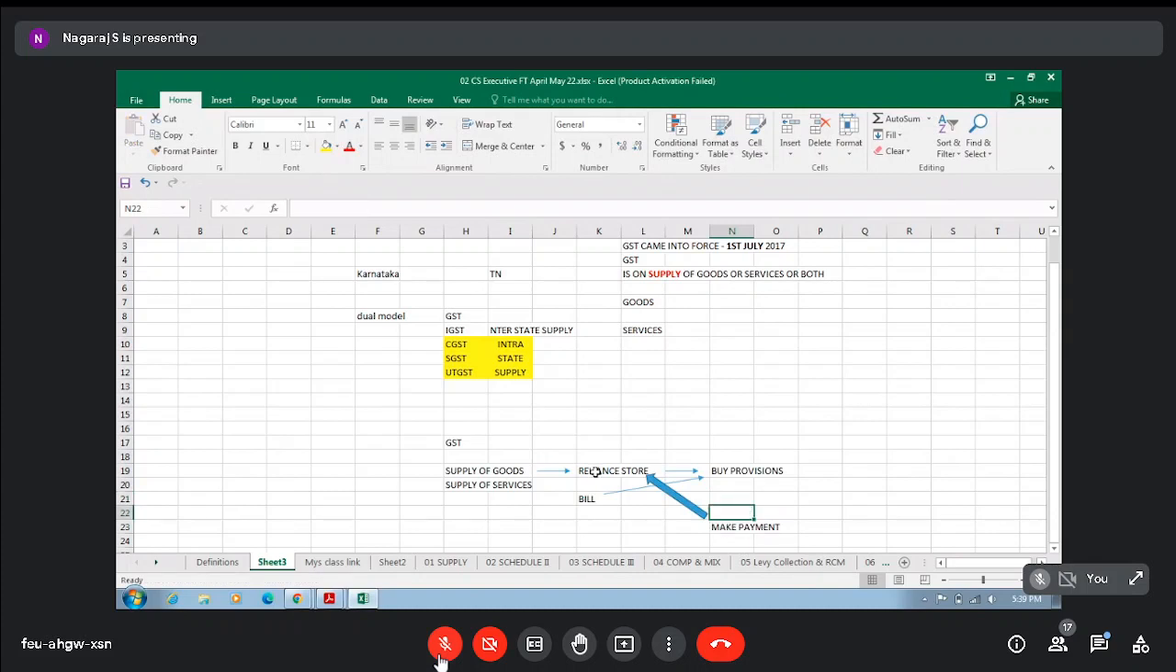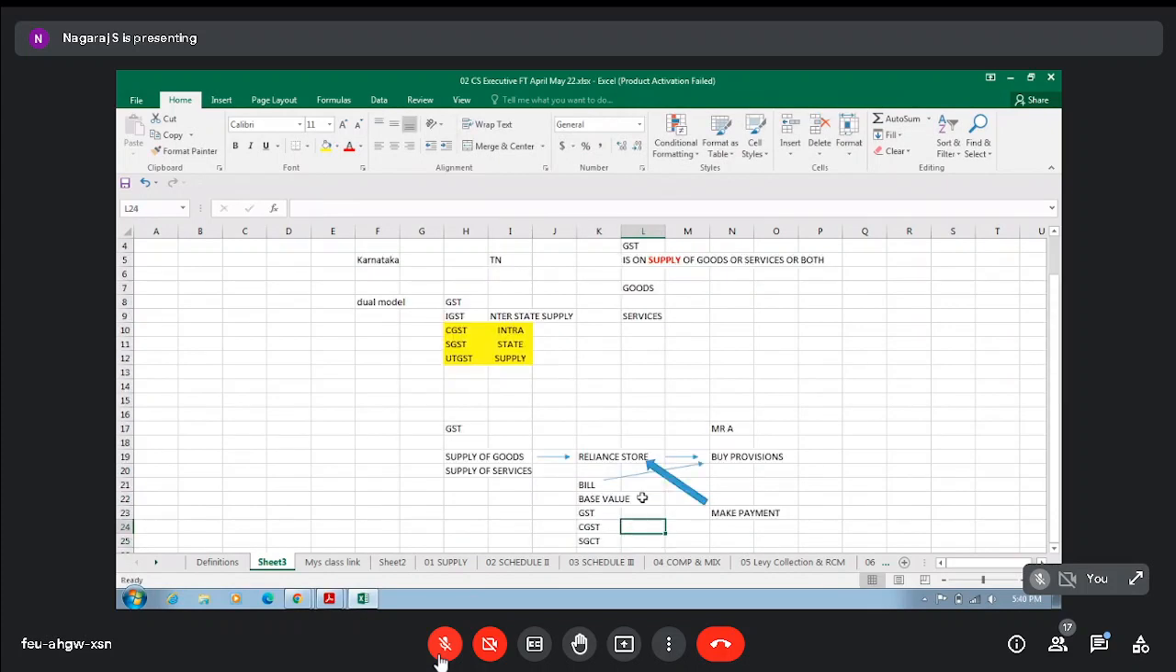Okay, this is the way. You will go to the Reliance shop, you will buy the provisions, they will issue a bill to you, you will make the payment to Reliance stores. Who is making the payment here? The consumer, that means who purchases the goods. Here Mr. A is making the payment to Reliance. Whatever the bill amount, that is the base value. Under that, GST will be there. In the GST, CGST and SGST will be levied.